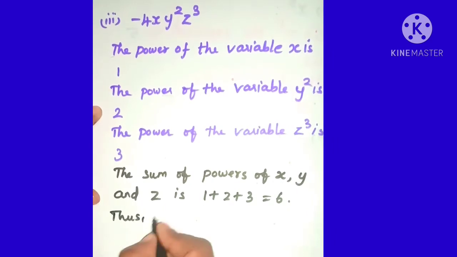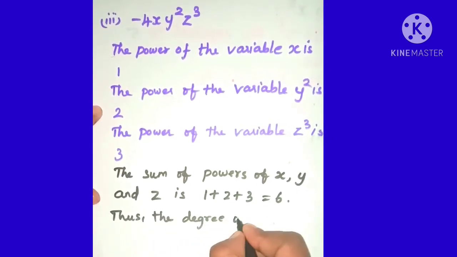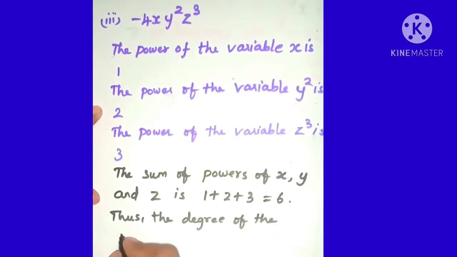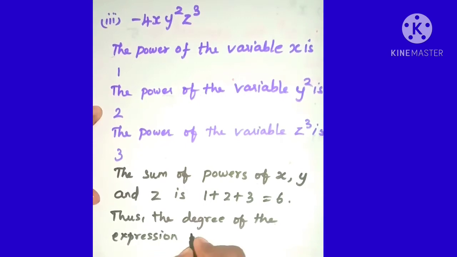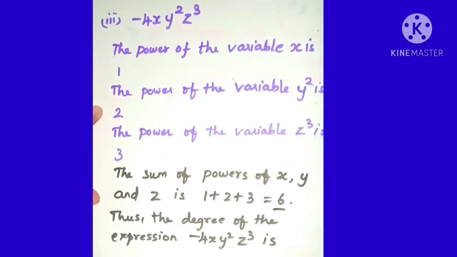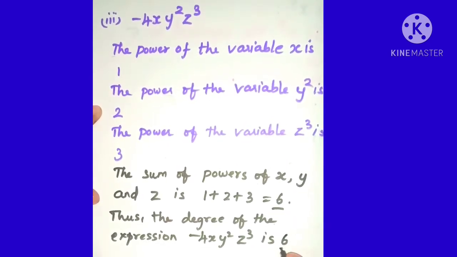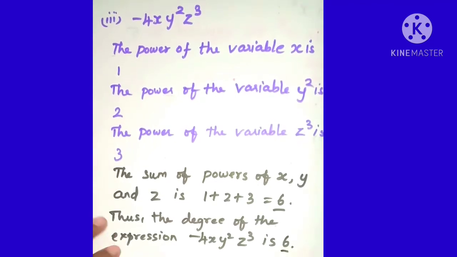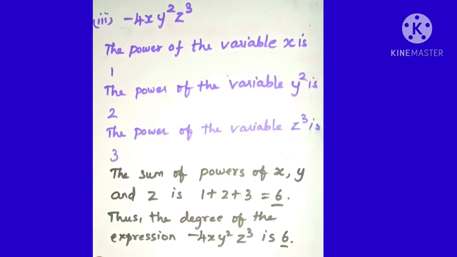Thus, what is the degree of the expression minus 4x y squared z cube, which is 6. So, students, here only one term is given.